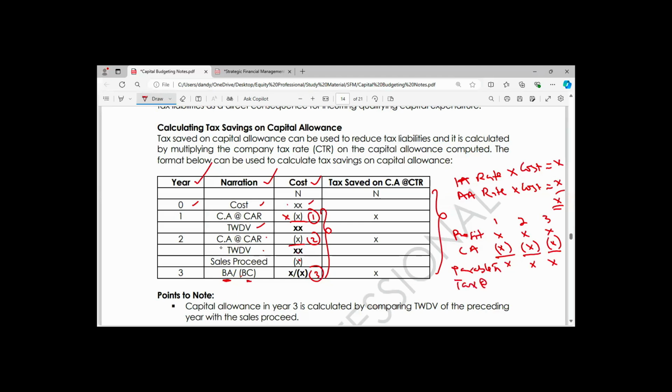Tax at whatever the rate that is given to me in the question, I will multiply it on the taxable profits. Okay? So that will be my tax liability. Whatever I have thereafter, that will be my tax liability.